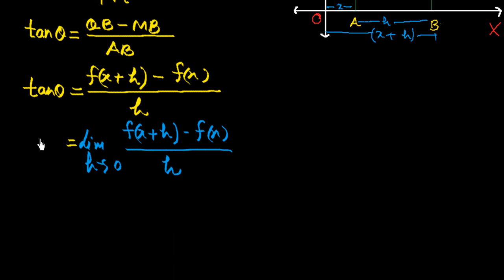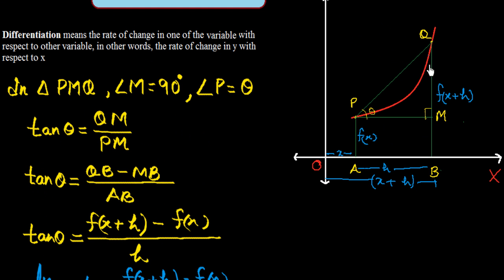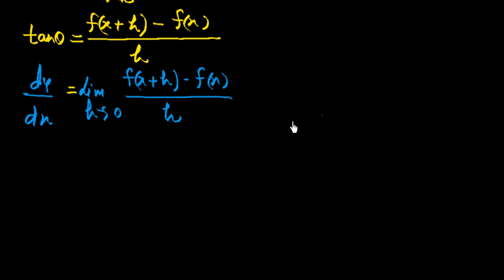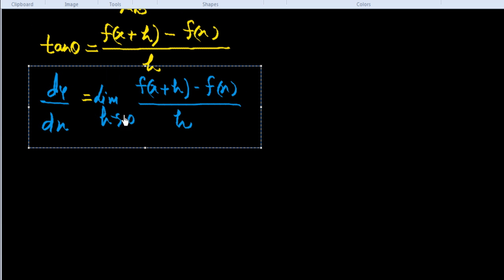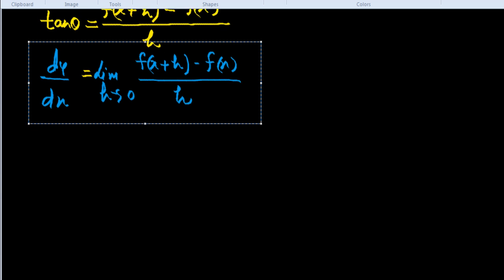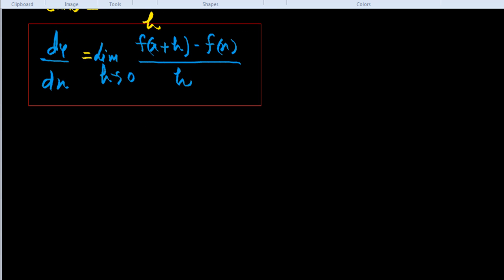So this is called the differentiation, dy over dx, the rate of change in y with respect to x. This is a way to find the differentiation. This is the formula for differentiation by first principle: dy over dx is equal to limit h tends to 0 of f of x plus h minus f of x over h. So this is our formula. Now we work through one or two questions regarding this differentiation.